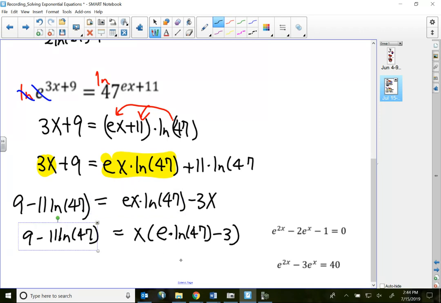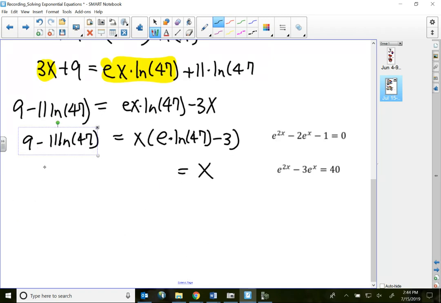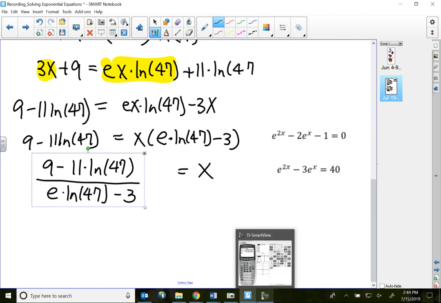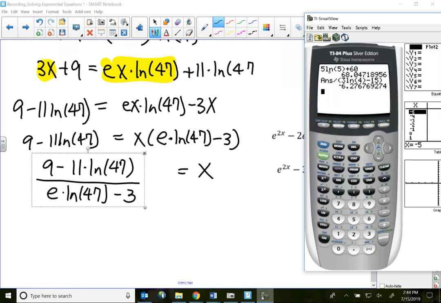To get x by itself, I just have to divide both sides by this coefficient. So my exact answer is 9 minus 11 times natural log of 47, over e times natural log of 47 minus 3. Tap in these two terms on top first, just like I did earlier, and then divide by parenthesis e times natural log of 47 minus 3, close parenthesis.